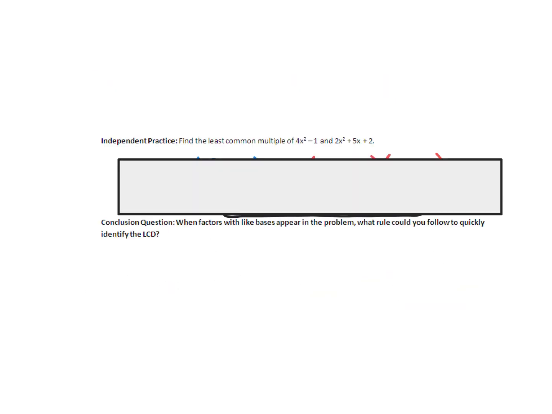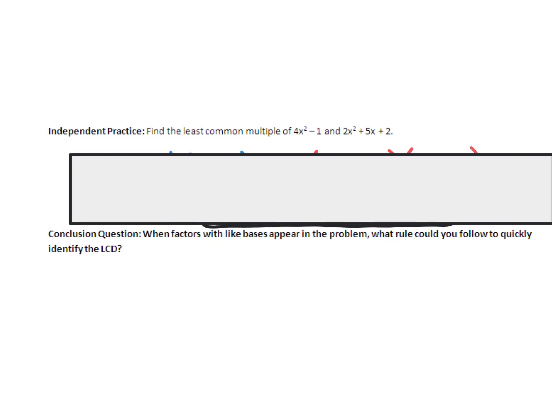All right. You have 1 independent practice problem to take care of, and then we can talk about a shortcut. Remember, step 1 is to factor completely, and then step 2, bring down what's on the left, insert factors that are missing from the right.